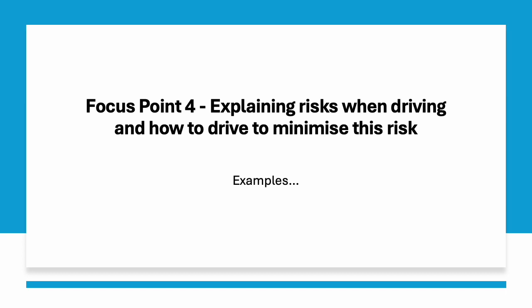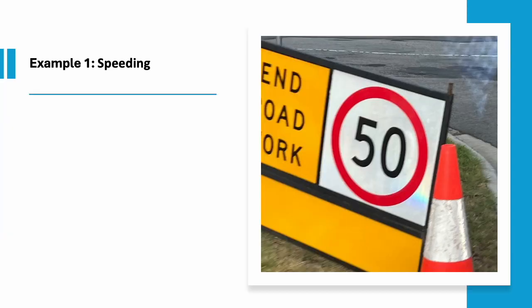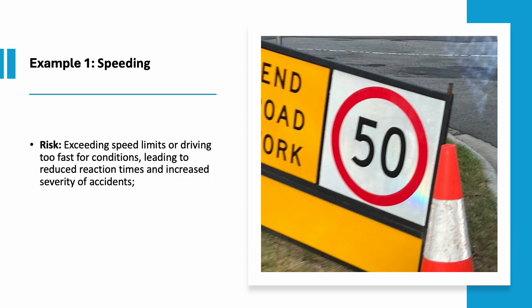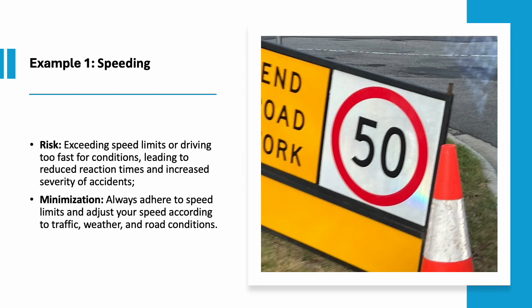Explaining risks when driving and how to drive to minimize this risk. Examples. Number 1. Speeding. Risk. Exceeding speed limits or driving too fast for conditions, leading to reduced reaction times and increased severity of accidents. Minimization. Always adhere to speed limits and adjust your speed according to traffic, weather, and road conditions.